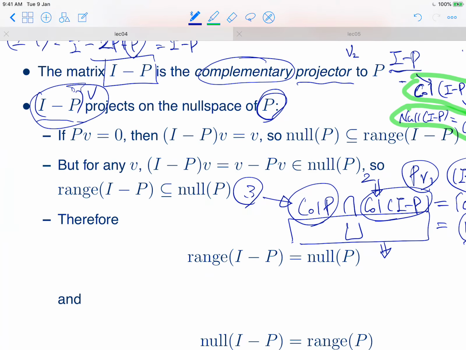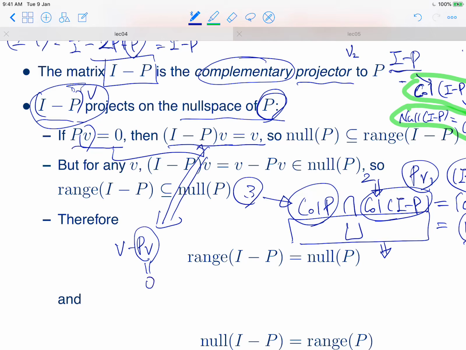Okay, so let's first think of the null space of P, or a vector in the null space of P, and then it should satisfy this. That is the initial condition that we start with. And then naturally it satisfies this, because if we derive it, V minus PV, and PV is equal to 0, and thus it will be just V.